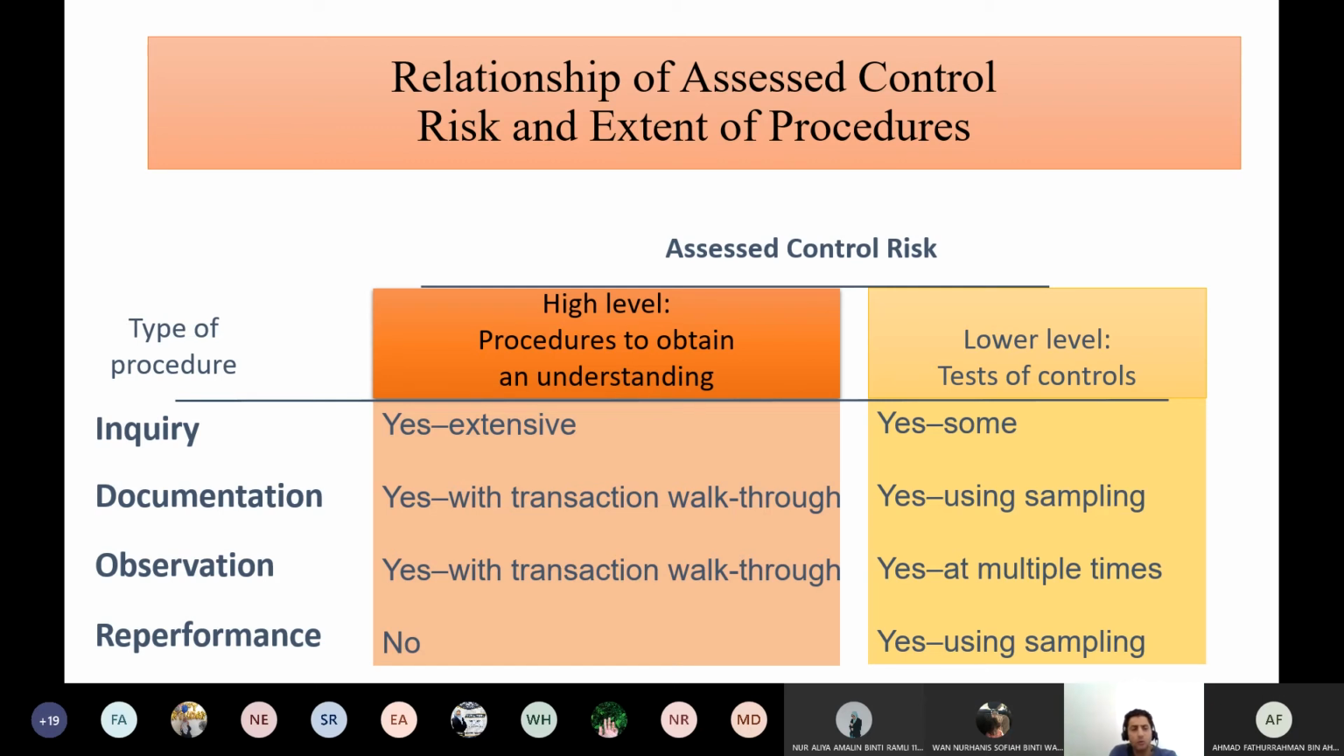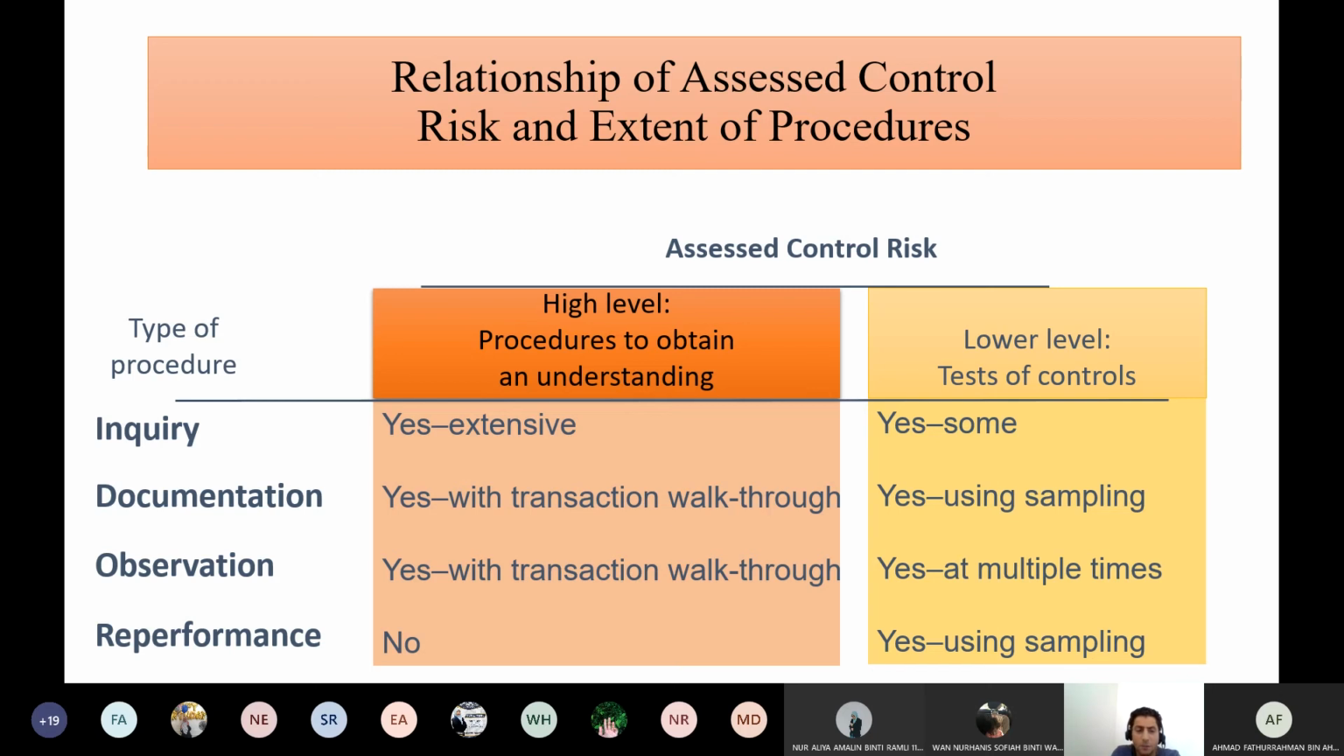So we move to documentation. Documentation, yes, we do it with transaction walkthrough. For the test of control, we use it, but we use it based on sampling. Observation, yes, we have it in obtaining the understanding of internal control. Yes, we use it with the transaction walkthrough. For the test of control, we use it multiple times.